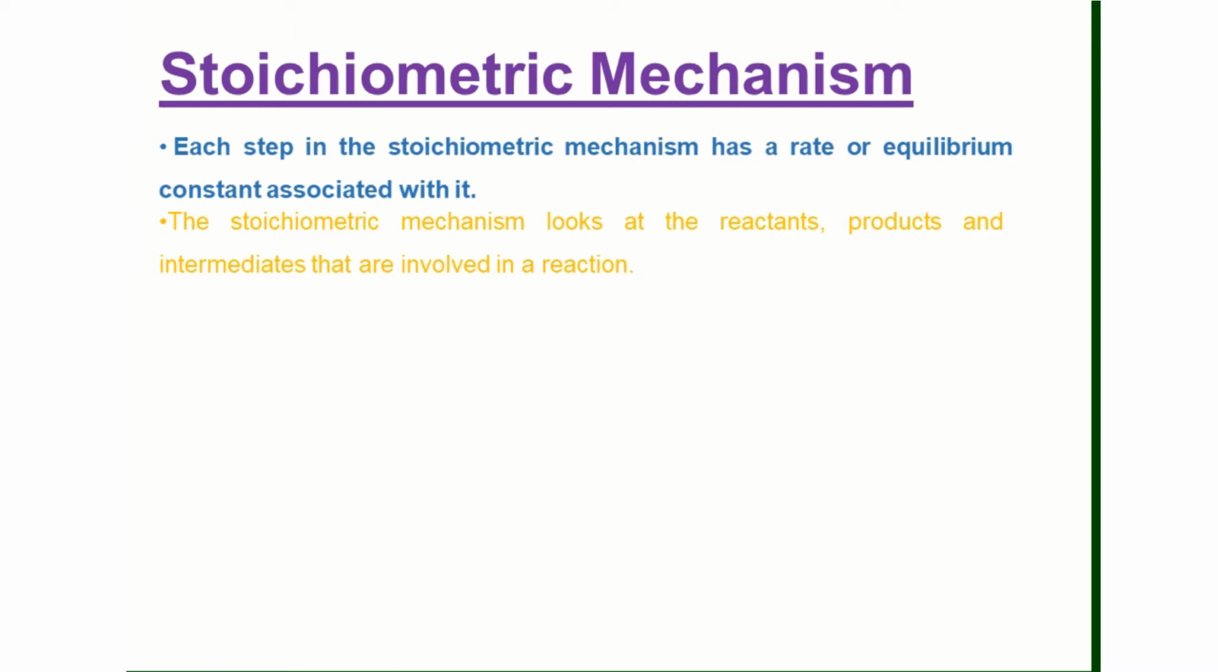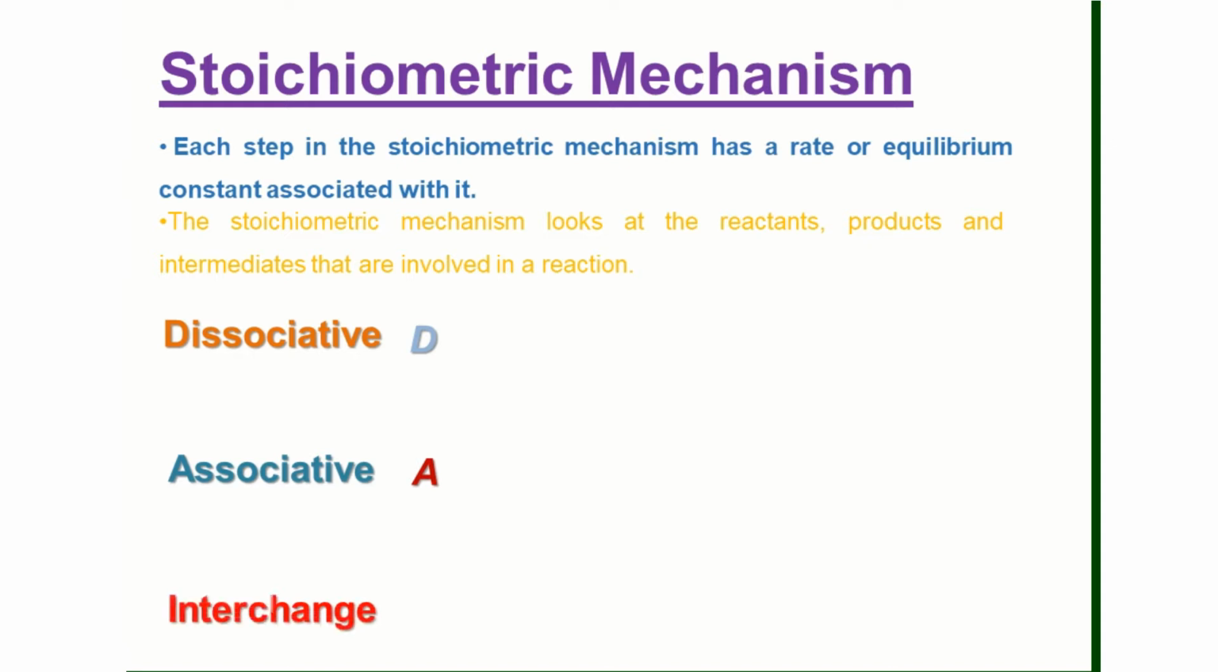So let's think about a reaction that occurs through a series of distinct steps, and each step can be written as a chemical equation. This series of steps is what we call a stoichiometric mechanism. We have the dissociative mechanism, which we can call D, or write DA for dissociative just to simplify things. We also have the associative mechanism, and the interchange mechanism.